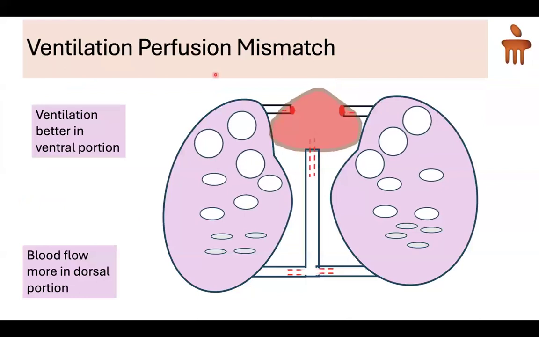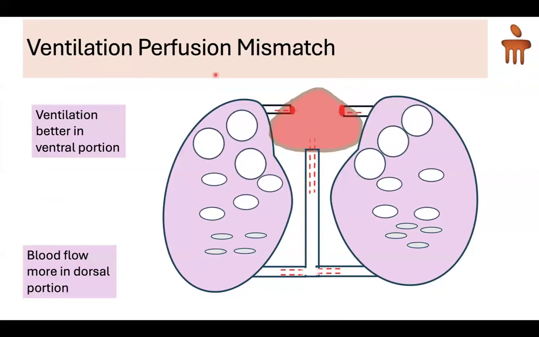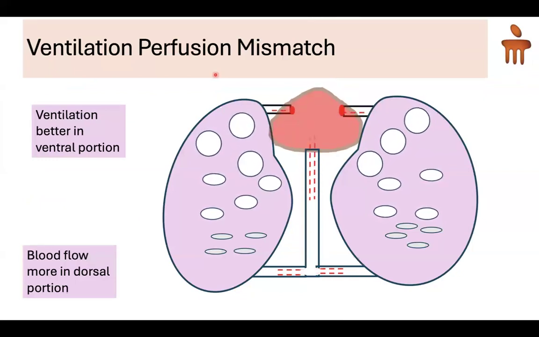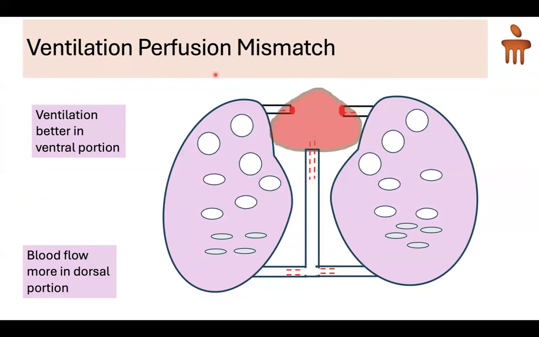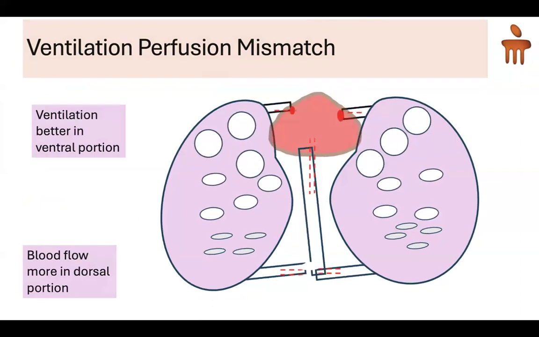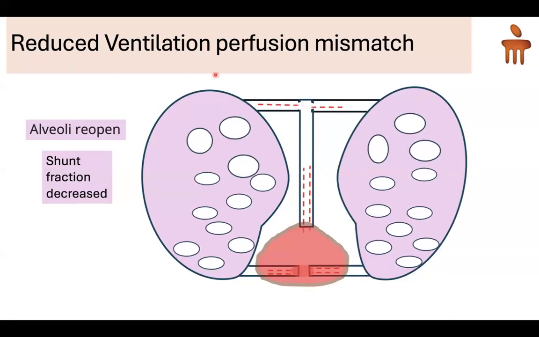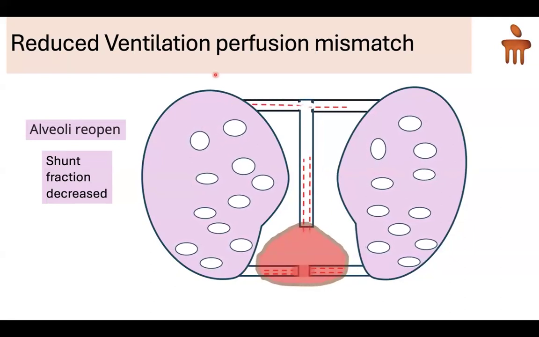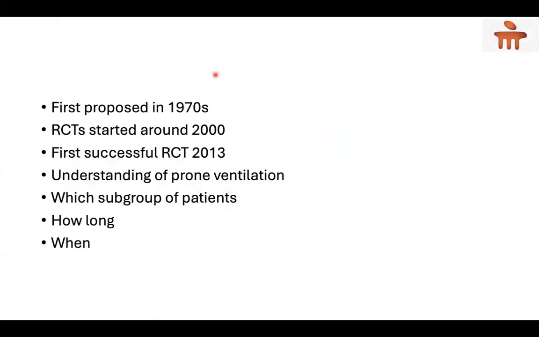The second aspect we discussed was ventilation perfusion mismatch. As already discussed, ventilation is better in the upper part of the lung. By way of gravity, perfusion is better in the basal part of the lung. So grossly there is a ventilation perfusion mismatch because the basal part of the lung is not expanding. What happens when you do prone is that most of the alveoli get opened up. Even the base and upper part will be opened up better. Because of that, the ventilation perfusion mismatch will decrease and you have better oxygenation when you do proning. Shunt fraction will decrease.